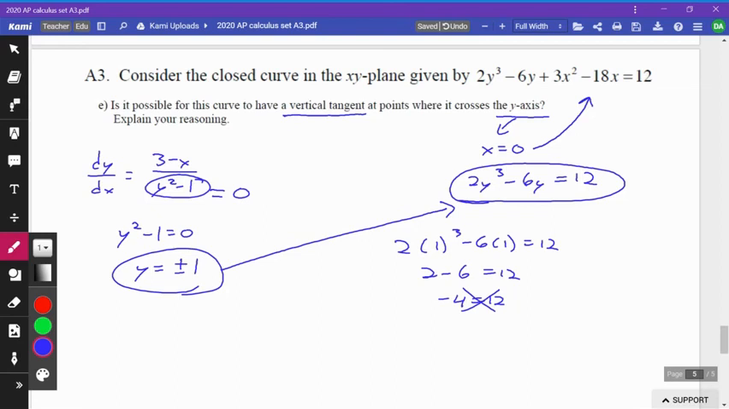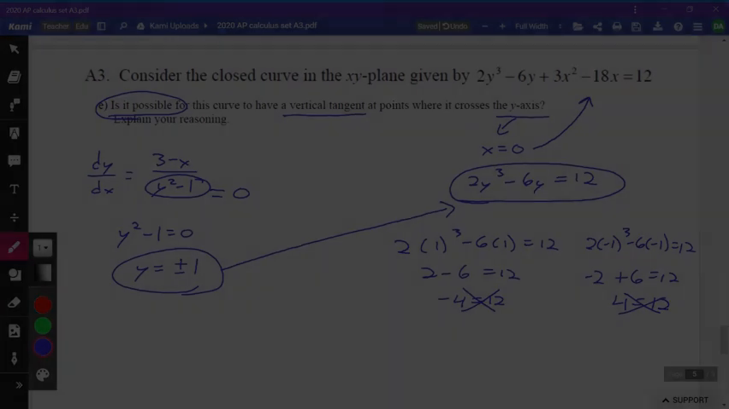And then let's plug a negative 1 in. When I do that, I get negative 2 plus 6 equals 12, so 4 equals 12. Well, that's not true either. So it looks like there is no possibility for there to be a vertical tangent line when the point crosses the y-axis.